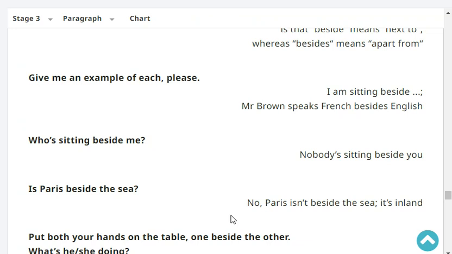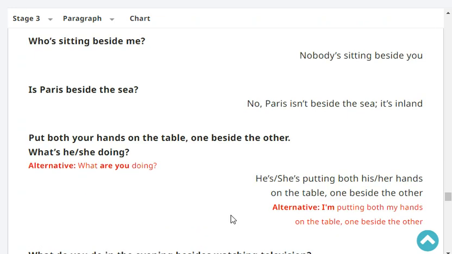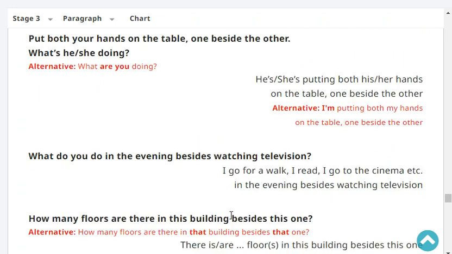No, Paris isn't beside the sea. It's inland. Very good. Okay, next. What am I doing? You're putting your hand on the table, one beside the other. Very good.